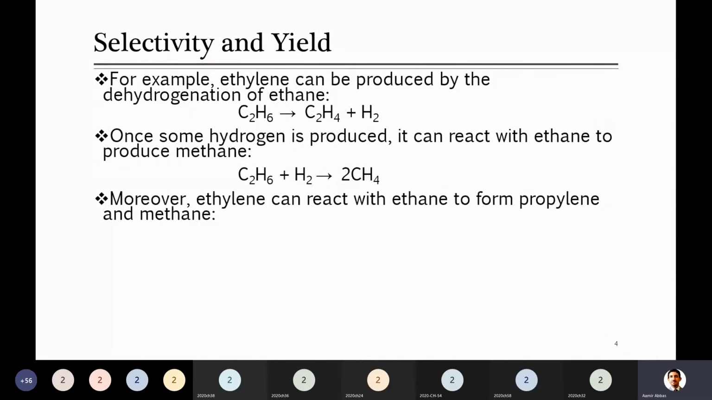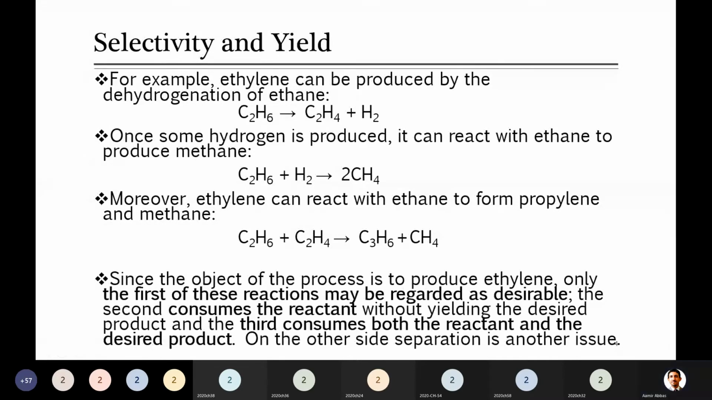At the same time, another reaction can also occur. For example, this ethylene can also react with the ethane to form propylene and methane. What happens in this reaction is that your major reactant, which was available in the reaction system, can even react with the product at the same time, and they produce something new, here propylene and methane. So overall, the first reaction is desirable, which is your requirement, but two other reactions are also taking place at the same time.